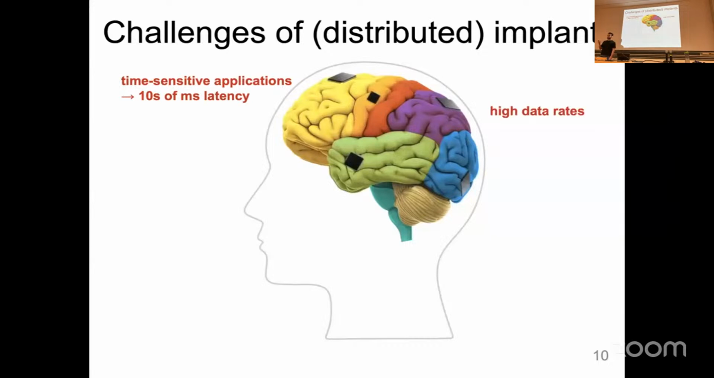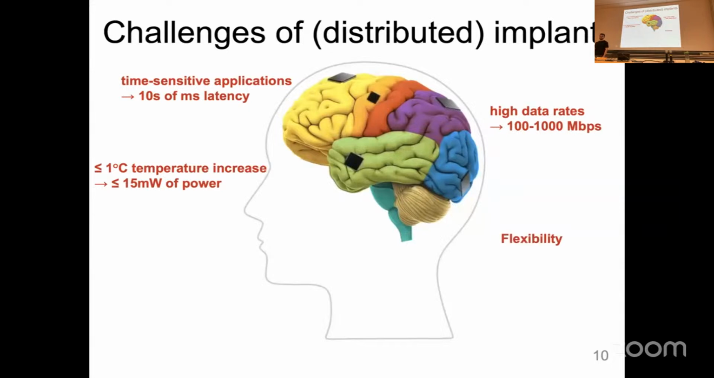Furthermore, we are handling very high data rates. So neurons produce a lot of activity. And here we assume 100 to 1000 megabits per second that need to be handled. Next, no part of the brain may be heated by more than 1 degree Celsius. And this gives us power constraints of less than or equal to 15 milliwatts. All right. And finally, we want to keep flexibility while still meeting those previous constraints.